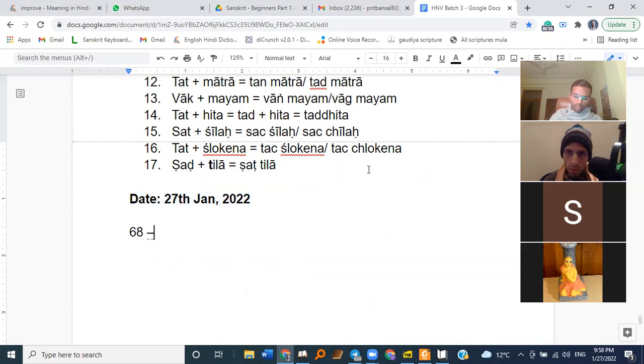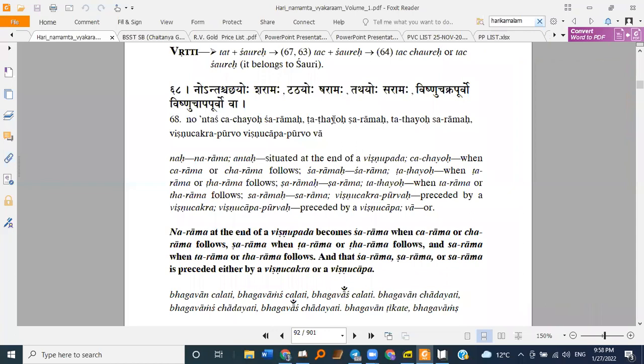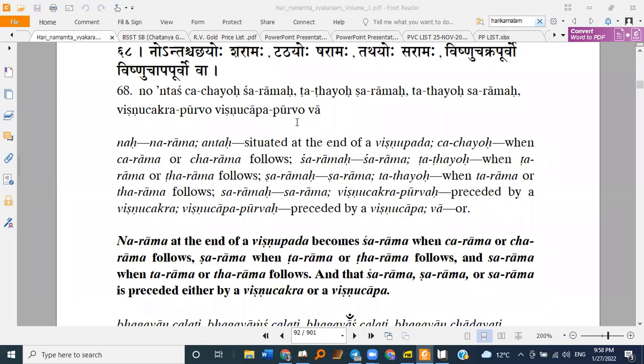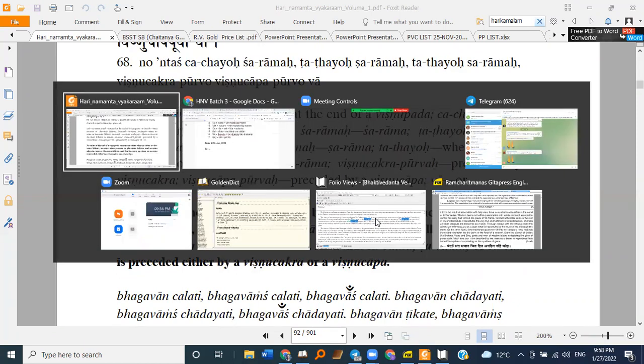Sutra 68. Noantash chachayo sharamaha, Vishnu chakra purvo Vishnu chapa purvo va. So this sutra we can say is in three parts. So Narama at the end of a Vishnu pada becomes Sharama. I'll explain here on board.